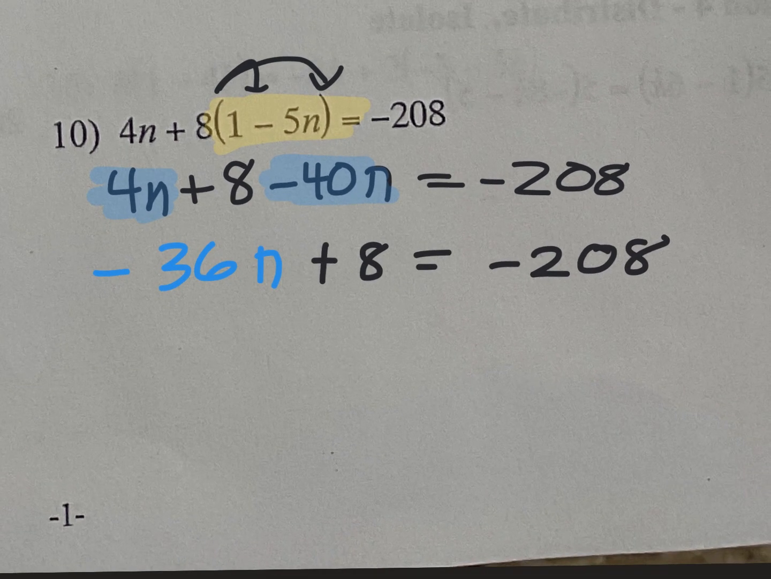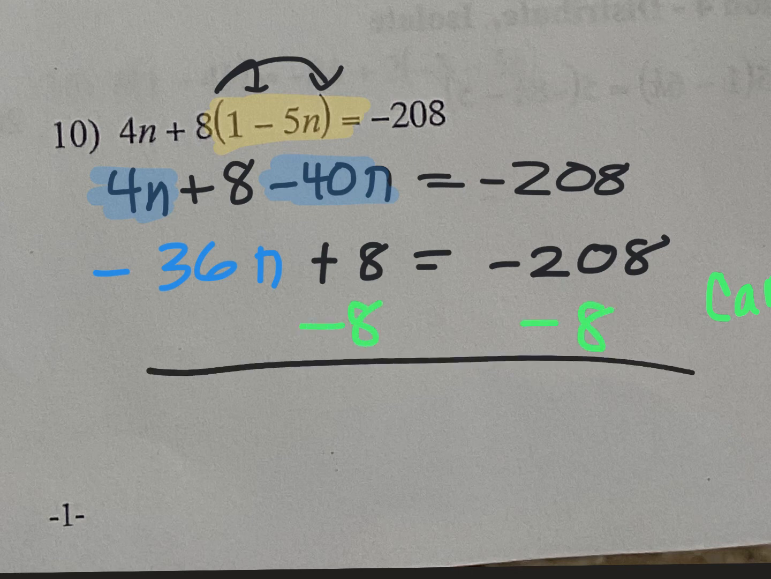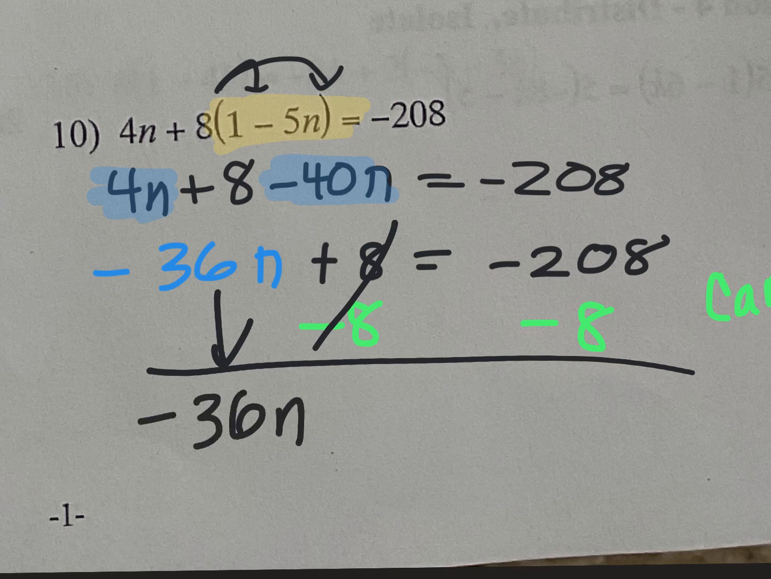So I did step 1, distributed. Step 2, I combined my like terms. Step 3, I am going to cancel. I'm going to isolate that variable. How am I going to get rid of that plus 8? With a minus 8. And I need to do it on both sides. So that's going to cancel. Bring down, and don't forget there's a negative in front of that 36n. What I do on one side, of course, I need to do on the other side.